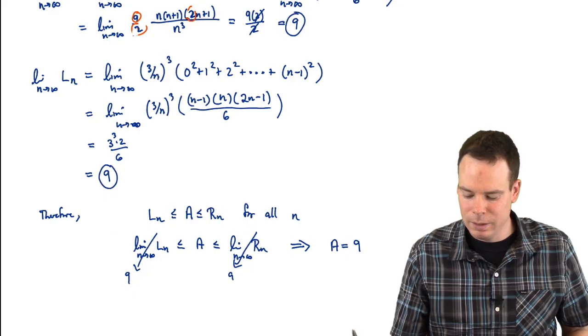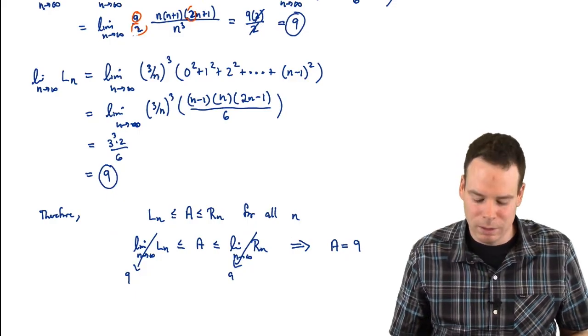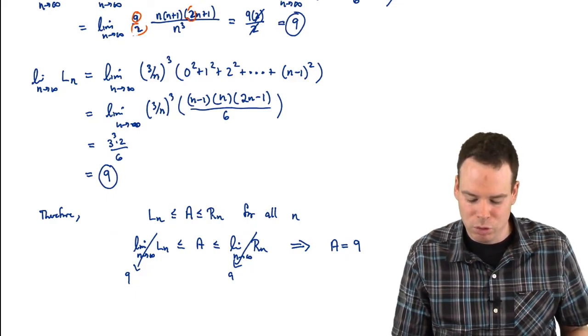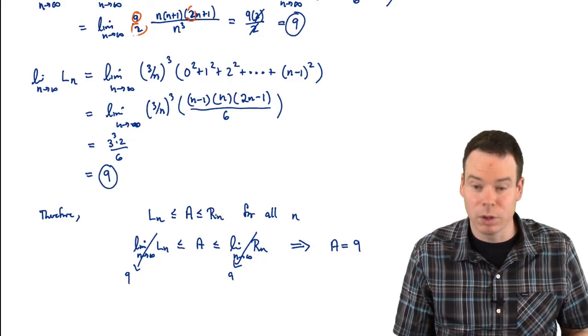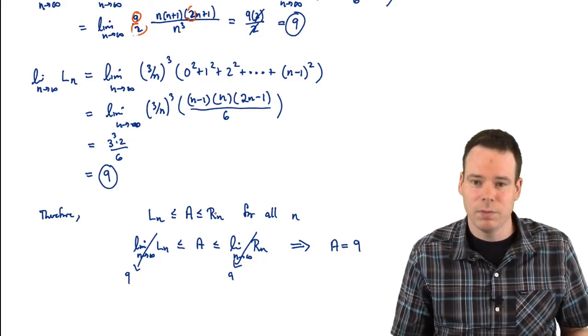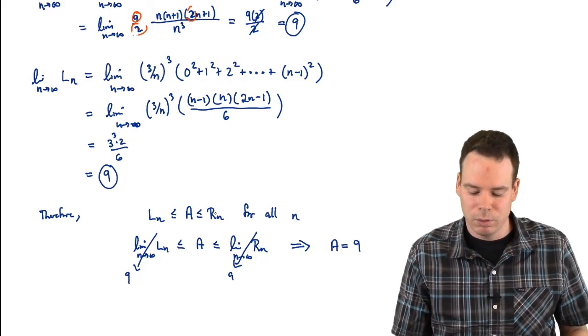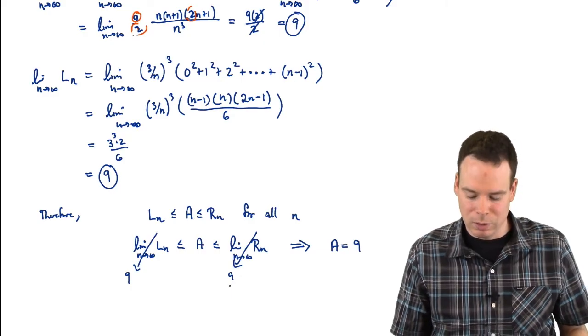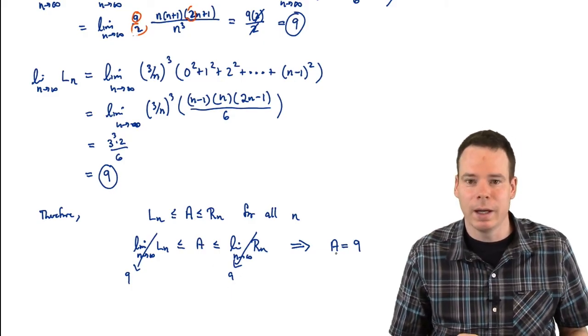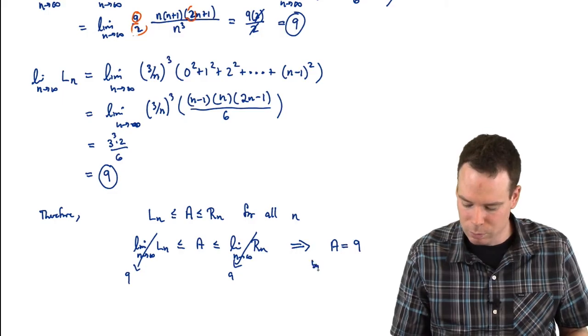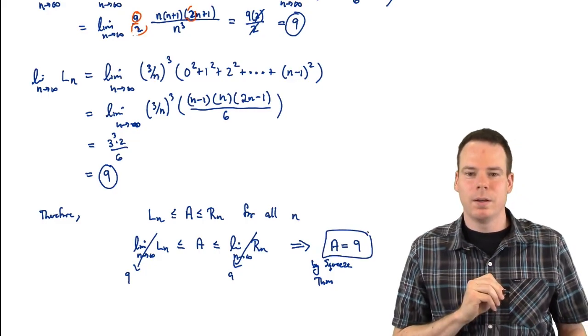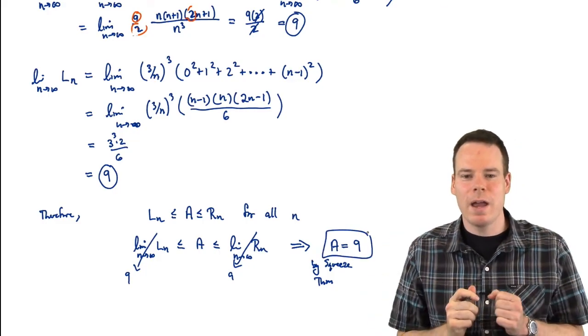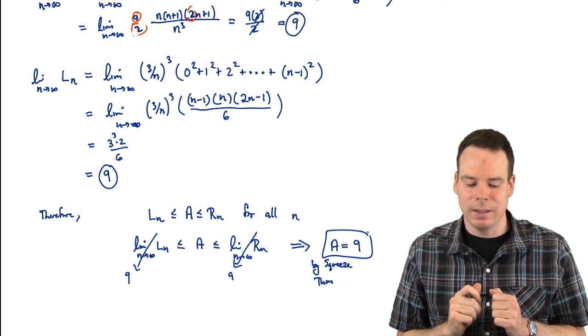Why is that the case? This is the squeeze theorem. We have that this number is trapped between these two functions of n, for all n. So it's got to be trapped between their limits, and the limits go to the same place, so A has to be equal to 9. So this was by the squeeze theorem. And we've got our value of our area under the curve exactly.